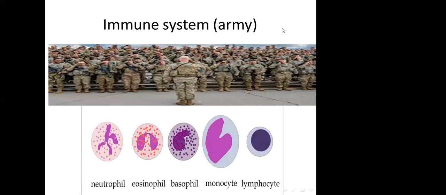Okay. We have 5 types of white blood cell. We have 3 types which are called the granulocytes, which have granules, and they already have their weapons. And this is called the innate immunity. And we have 2 cells which have no granules, called the monocyte and the lymphocytes, and this is called the adaptive immunity. This is our immune system.